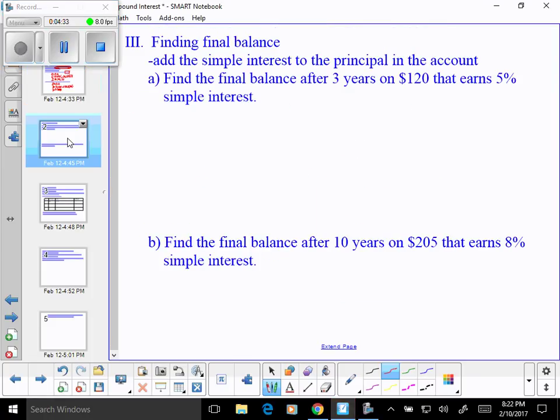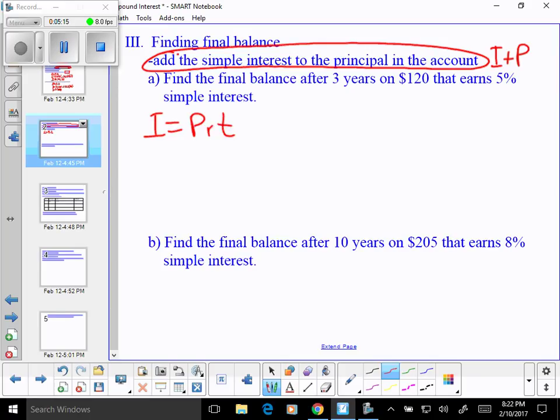$585. The second part of our lesson is an extension of the interest, because sometimes they'll be interested in the final balance. The final balance, you'll note, is to add the simple interest to the principal. In other words, I plus P. We're going to calculate the I, the interest, and then add it back to our principal. So these are really two-step problems. The one part of the problem is to find the interest, and the other part of the problem is to find the balance. So we're going to take I equals PRT.